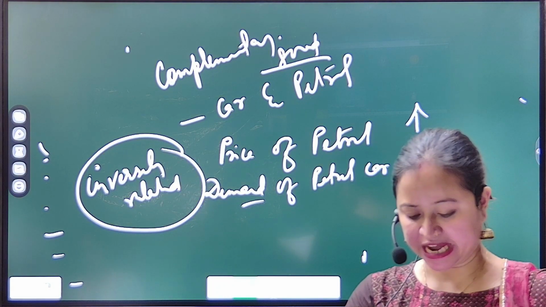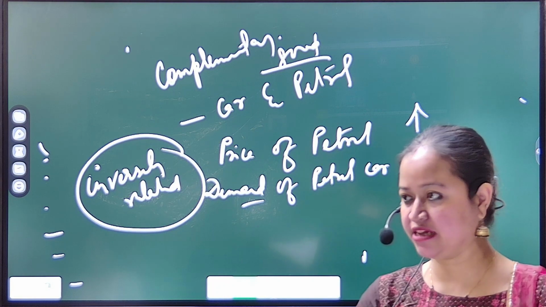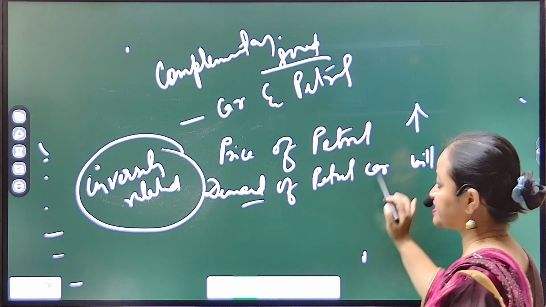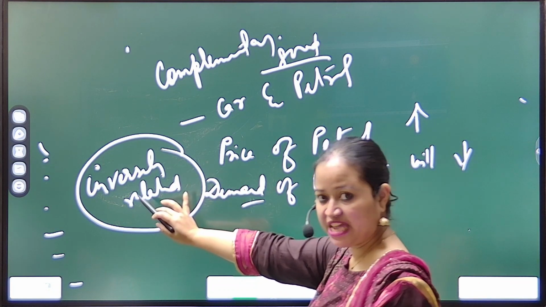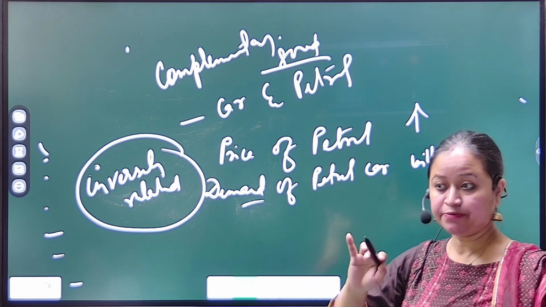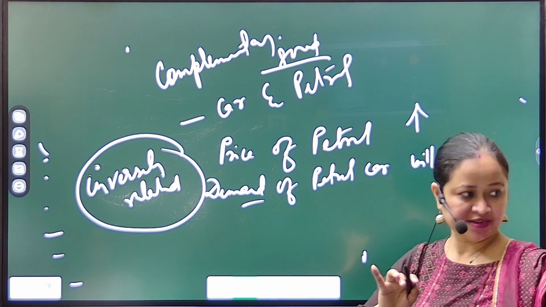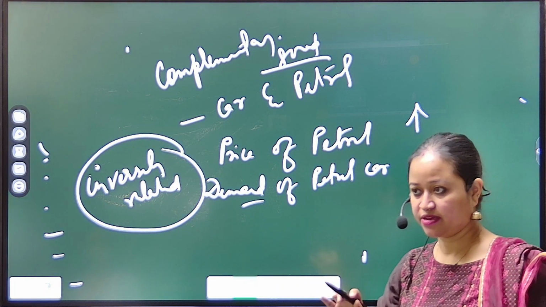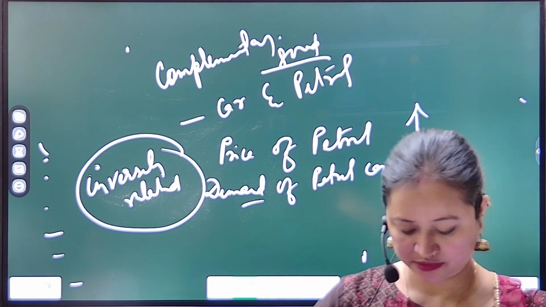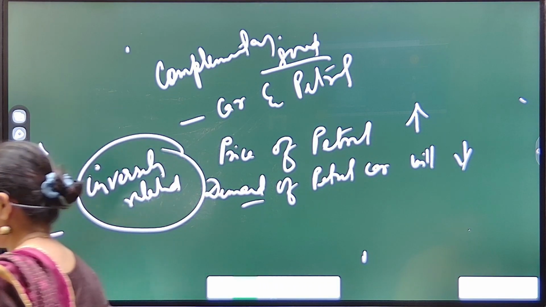So here the demand and price of complementary goods are inversely related. Fine? And in the case of substitute goods, price and demand are directly and positively related. That you remember. Fine? Understood? Understood everyone? Okay. Fine, that's all for today.